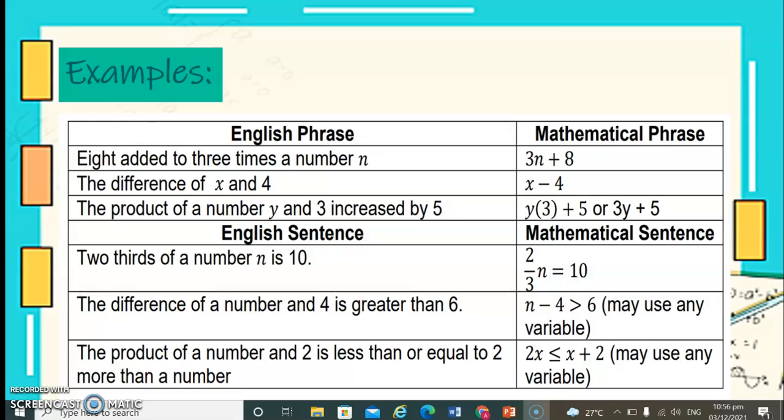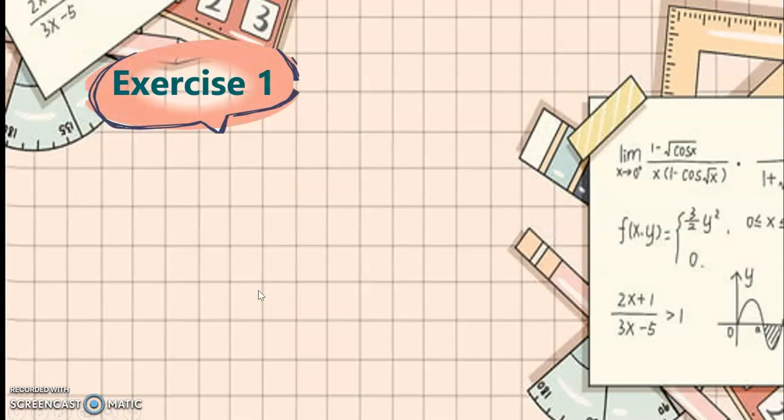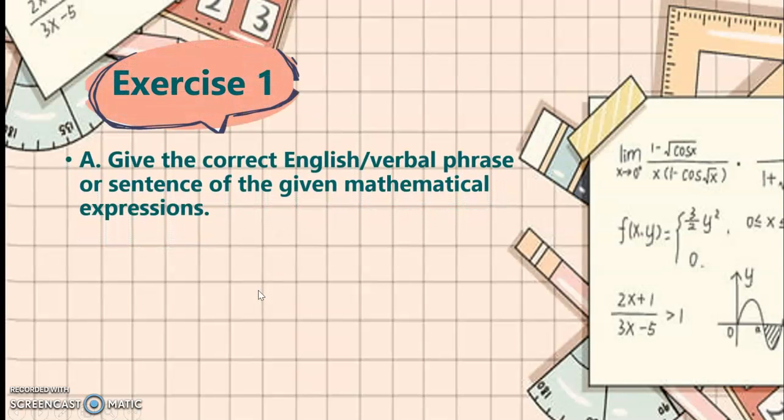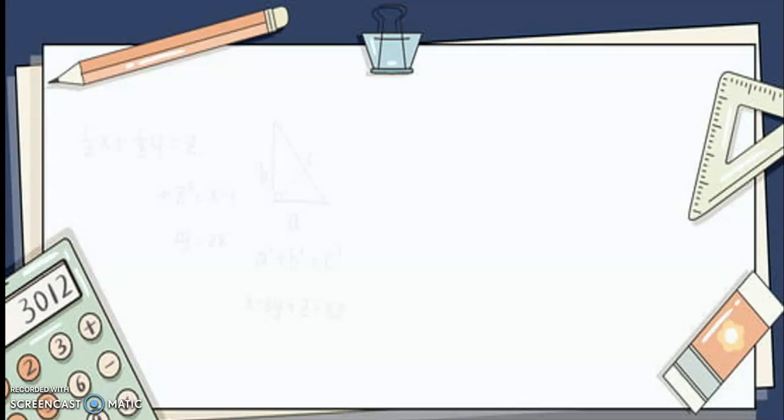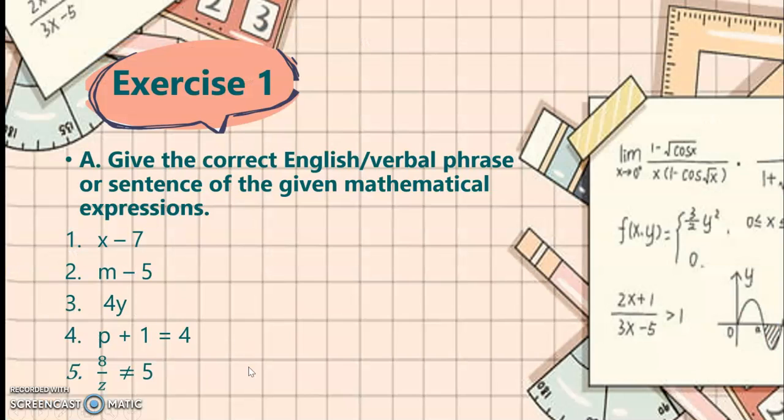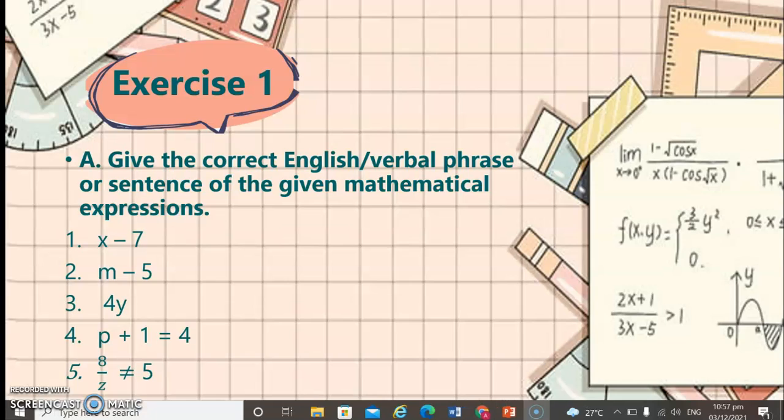Okay, so kamay po nga naintindihan. So this time, we are going to proceed with exercise 1. So for letter A, give the correct English or verbal phrase or sentence of the given mathematical expression. So numbers 1 to 5 na siya. So all you need to do is answer only, I think. No need to copy anything, answer only. So, isulat ninyo ang English or verbal phrase, in the form of a sentence.